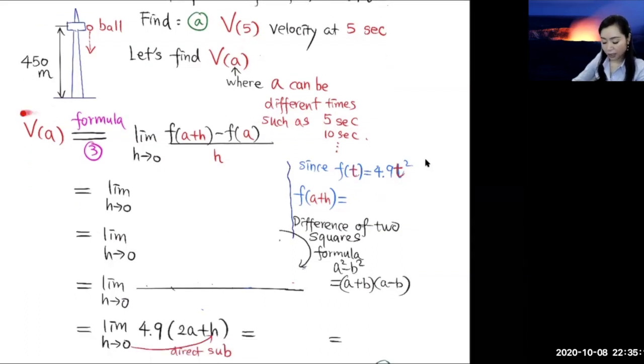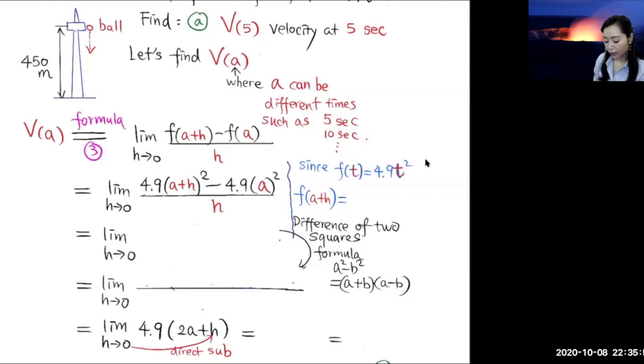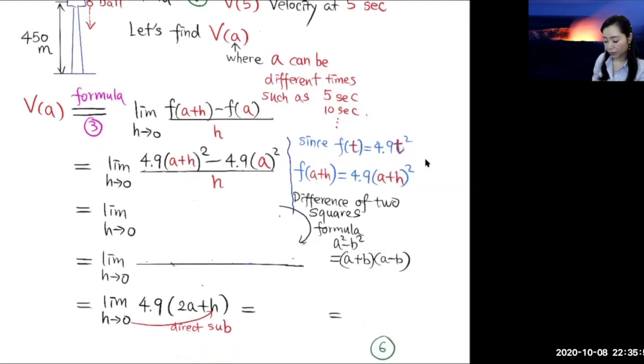So the instantaneous velocity according to formula 3 above is the limit of f of a plus h minus f of a over h, where h approaches 0. Now f of a plus h is 4.9 times a plus h squared, so you just substitute a plus h into t. And now you substitute a into t, you get 4.9 times a squared. Now divide by h.